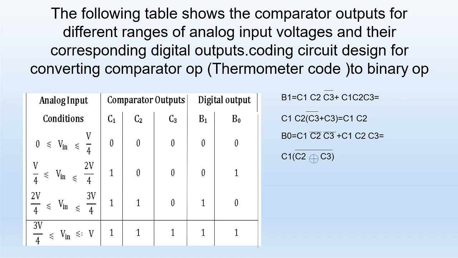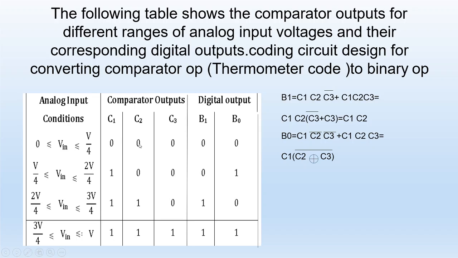The simplest example can be seen for a 2-bit ADC. A 2-bit ADC will require 3 comparators, 2 raised to 2 minus 1. That is, 3 comparators will be required. And for the analog input conditions here, one of the inputs of each comparator will be fixed. The first comparator's input will be fixed at V by 4, the second comparator's input at twice V by 4, and the third comparator's input at 3 V by 4.